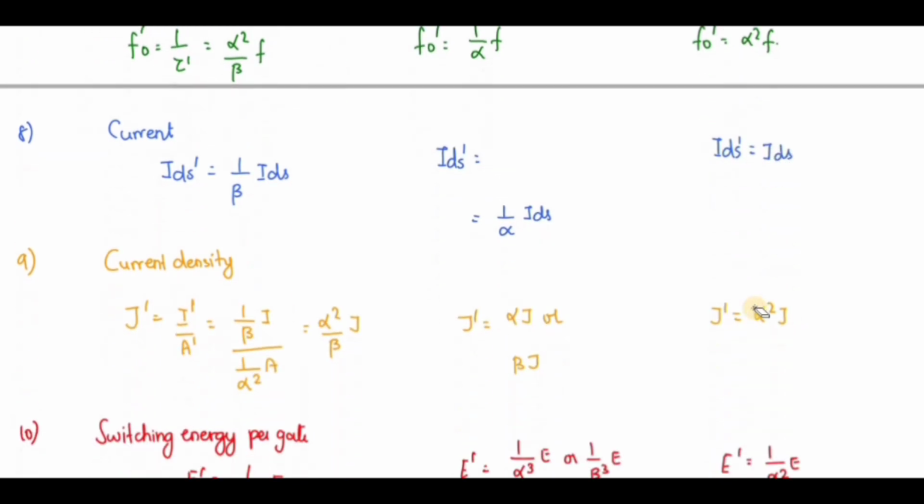Next, current density. Current density is current divided by area. IDS bar is nothing but 1 divided by beta into I. Area is nothing but 1 divided by alpha square into A, from the first value. So if you solve, you will get alpha square divided by beta into J. If I substitute alpha instead of beta, I will get alpha into J. If I substitute 1, I will get alpha square into J.